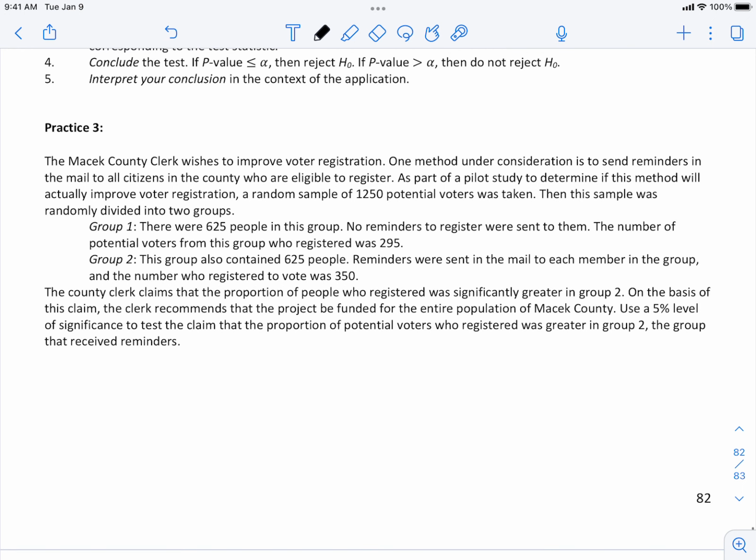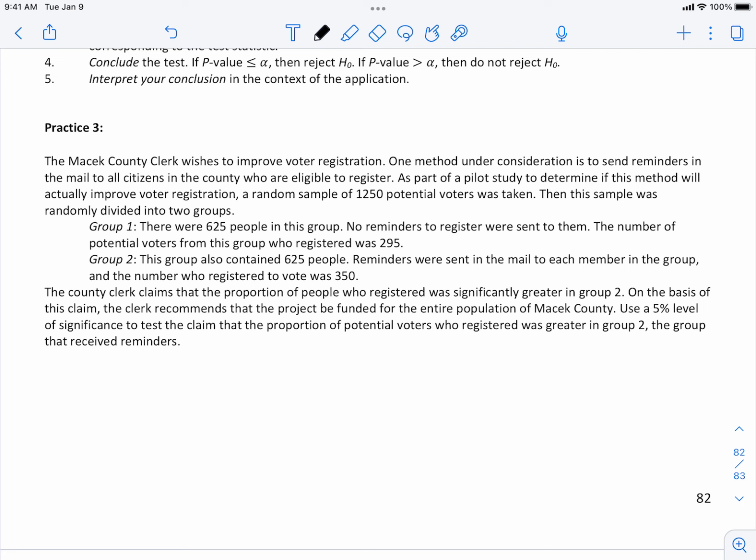One method under consideration is to send reminders in the mail to all citizens in the county who are eligible to register. As part of a pilot study to determine if this method will actually improve voter registration, a random sample of 1,250 potential voters was taken. Then this sample was randomly divided into two groups.